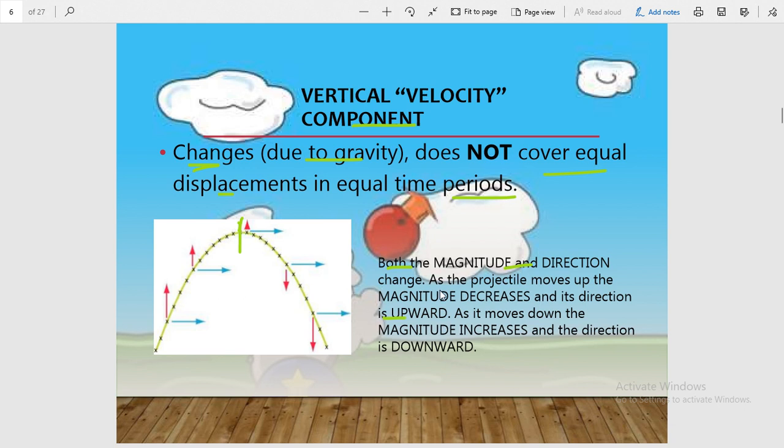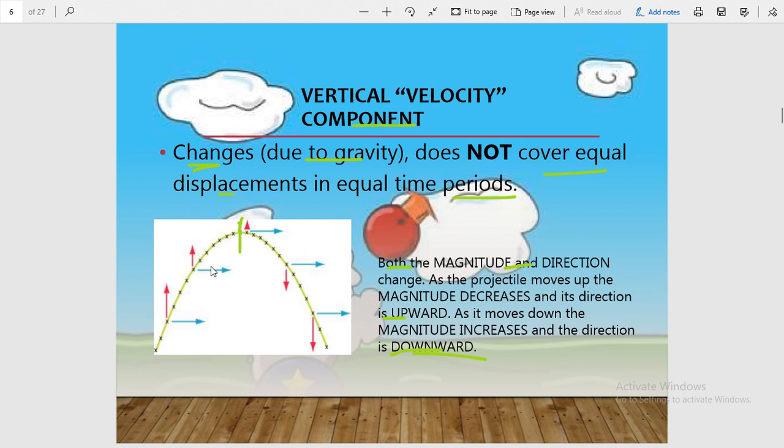As the projectile moves up, the magnitude decreases and its direction is upward. As it moves down, the magnitude increases and the direction is downward. I hope you understand the concept of this part, actually about the vertical component of velocity.